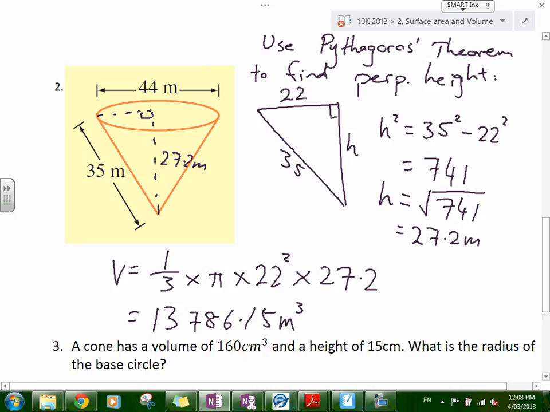Imagine if this was a big tank or something, a cone-shaped tank on top of a huge pylon, this would be a massive thing. It would be 44 meters across, that'd be normal. Right? So it holds a lot of whatever you want to hold. Water, cordial, whatever you like.